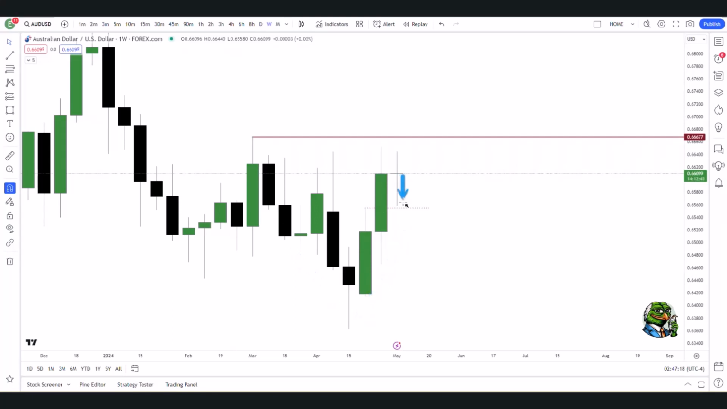In the current week, we've come down to rebalance, immediate rebalance, so we've gone back up, and now we've got a number of points of interest where the market might be reaching for.